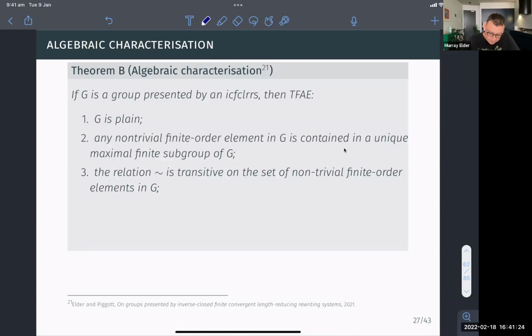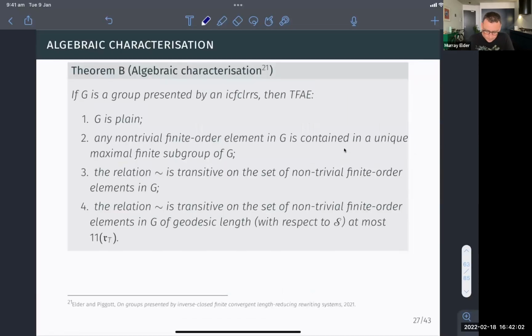Theorem B is our algebraic characterization, and it says that if a group is a free product, any non-trivial finite order element is contained in a unique maximal finite subgroup, and each subgroup is conjugate to one that lives inside the ball of radius RT, a statement I had before. So we can track it down. And then the third thing that's critical is that the relation is transitive on the set of finite order elements in G. So it's an if and only if with free products in one of these systems. And the fourth point is that the relation is transitive on the set of elements of geodesic length at most this quantity, 11 RT.